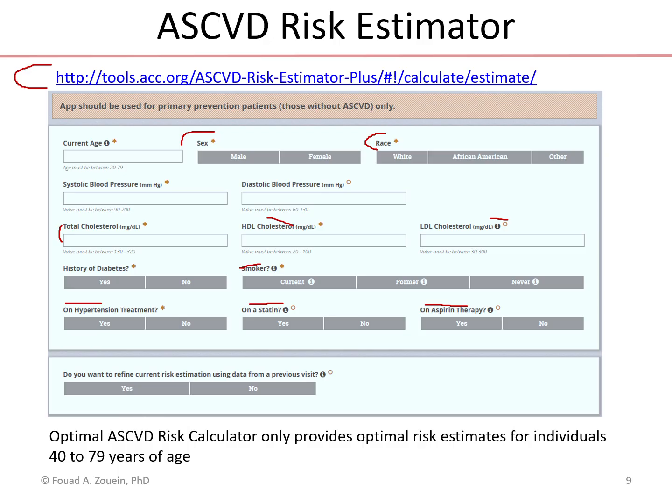Now, the optimal ASCVD risk calculator provides optimal risk estimates for individuals with age ranging from 40 to 79 years old, which makes a lot of sense. One of the reasons is because most of the patients with coronary artery disease, and the risk of coronary artery disease, are between 40 and 79 years of age. So we do have a lot of data on these individuals. Using all these data and all these cohorts, we can strengthen the risk estimates using this calculator.